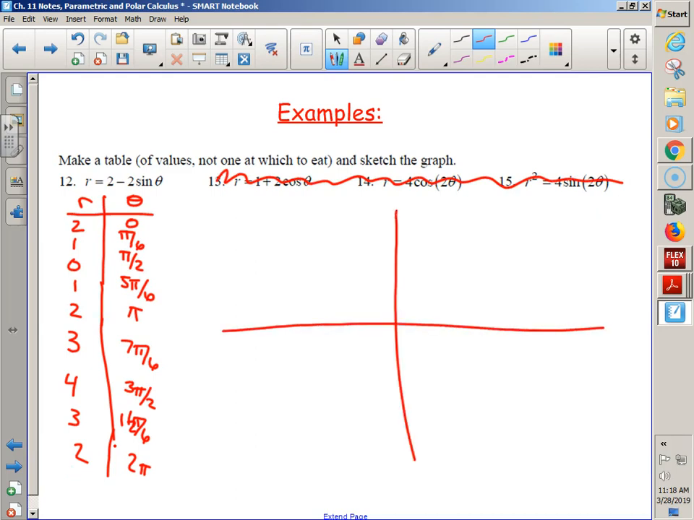Is the AP going to ask you to graph and give you points for graphing? No. But is it going to be helpful sometimes to know what the graph is? Because they're not going to show it to you. Yes. So where are we at?